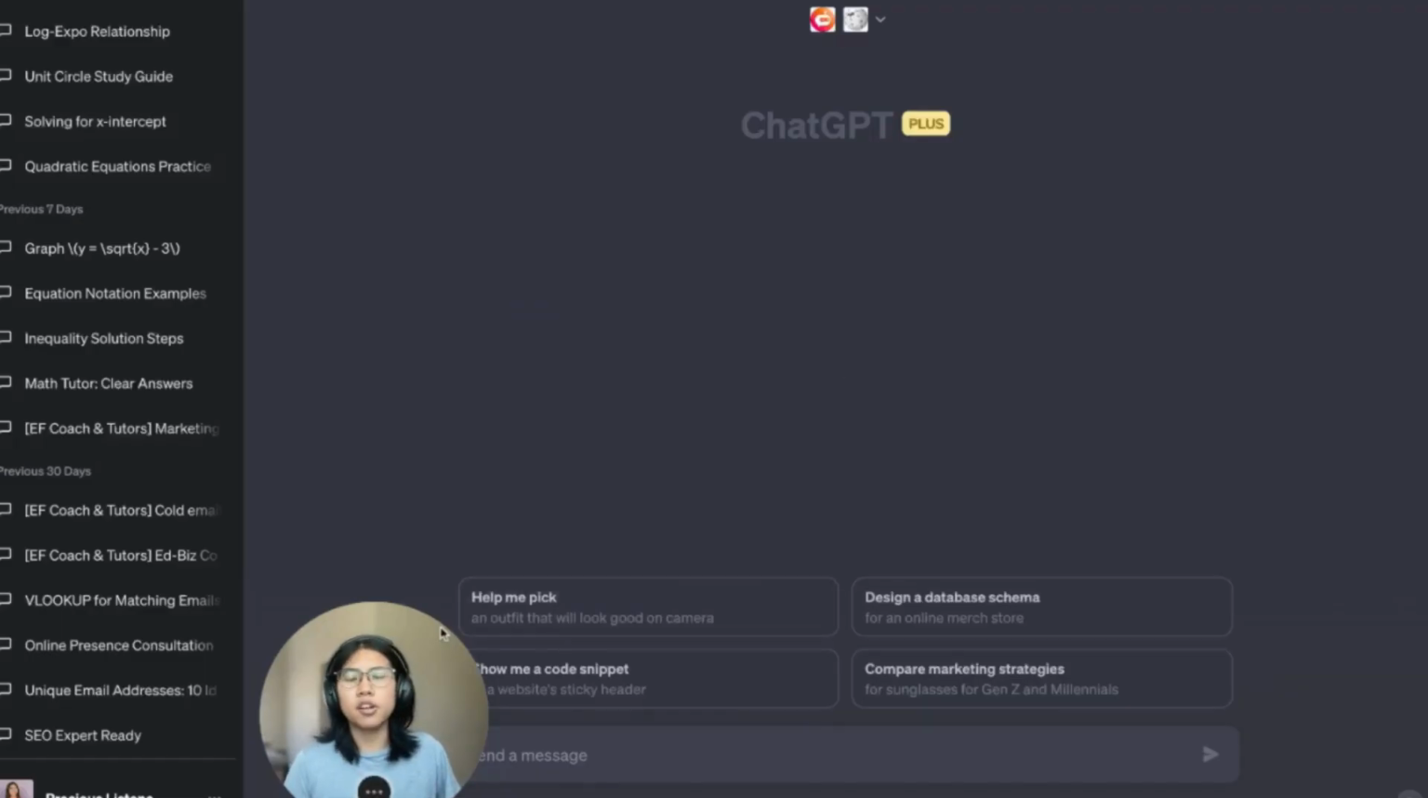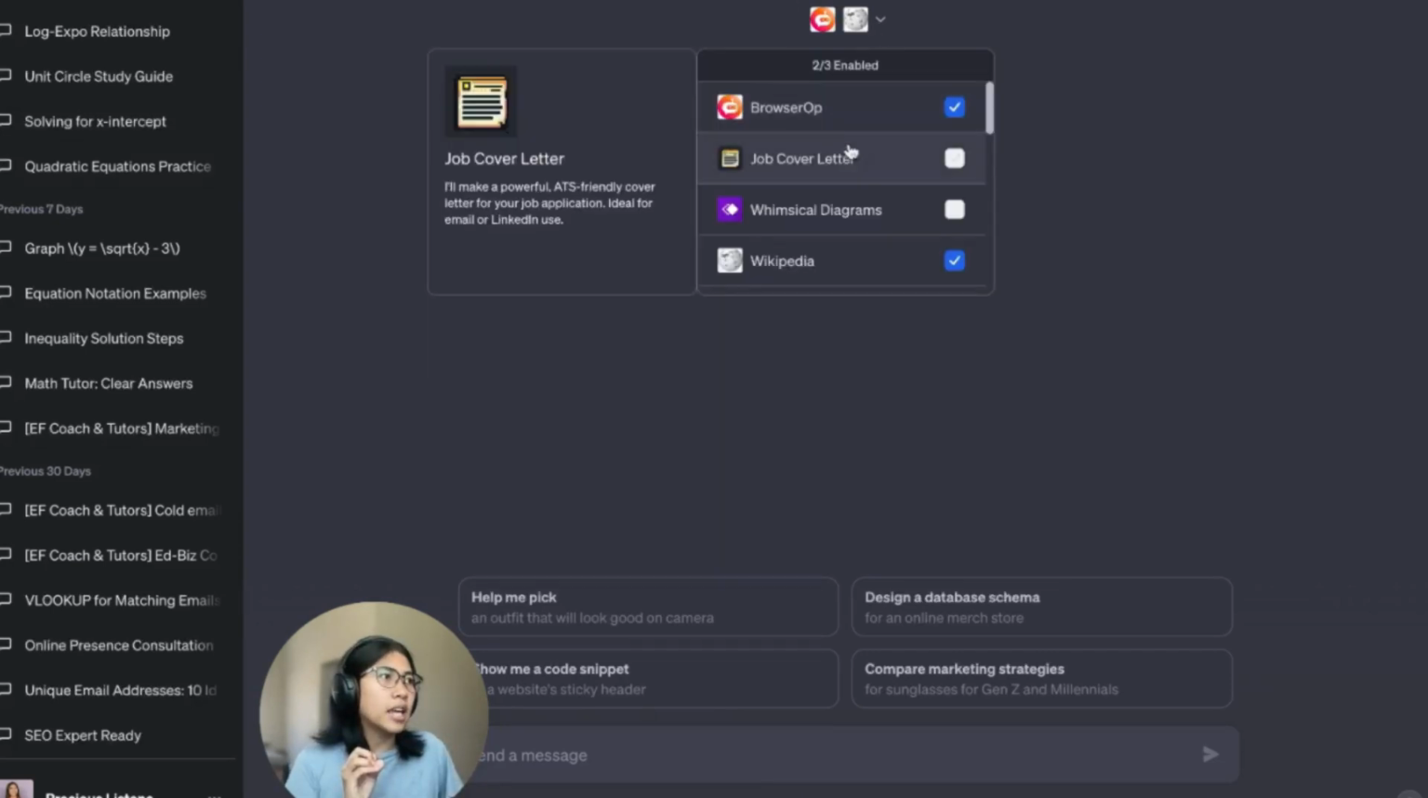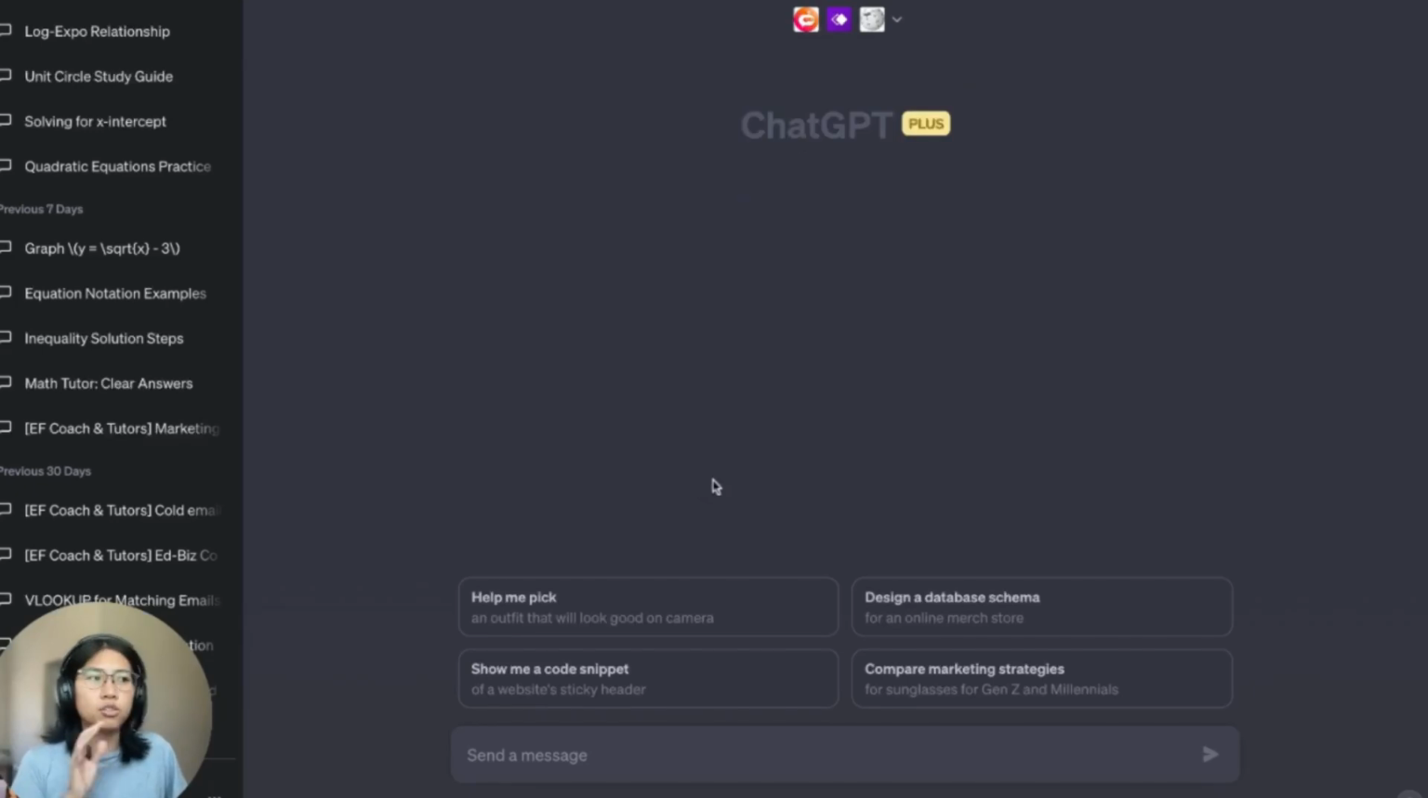And what plugins are is that think of it as power tools or enhancements to ChatGPT. I'm going to enable the whimsical plugin so that I can see a visual mind map. And where this is useful is if you're a visual learner and you like to see how concept A connects with concept B, then you can use ChatGPT to create these mind maps for you.